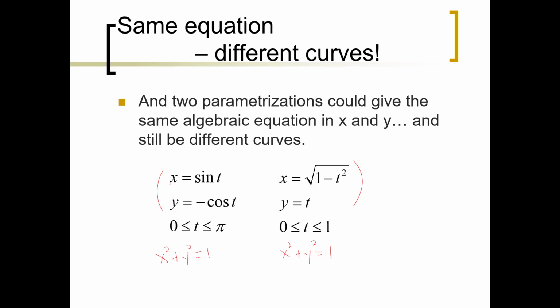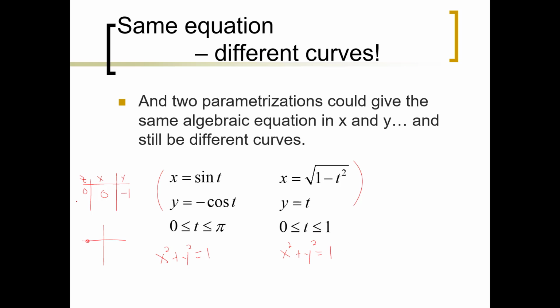Here, when t is 0, you would get an x and a y value. And if t is 0, the x would wind up being 0. The y would be negative 1. So this curve starts over on the negative y-axis.